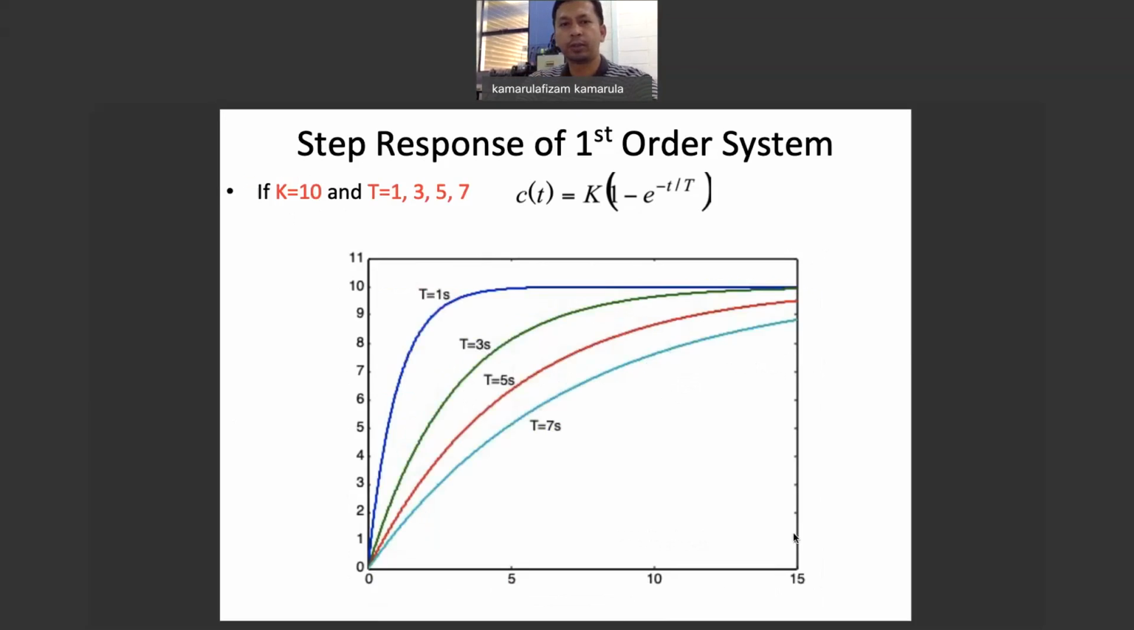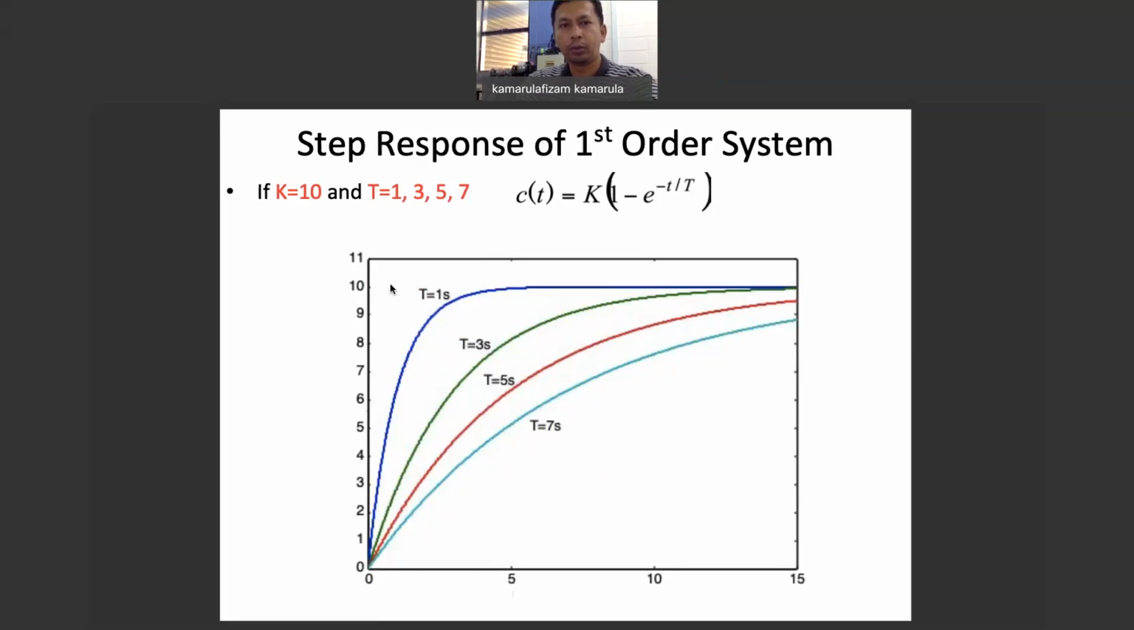So the time will be changing when t is equal to 1 second. Basically, the gain is very high. So when the gain is very high, you can see that it takes a shorter time to reach stability. During the first 5 seconds on this blue graph, the system almost reached its stability.